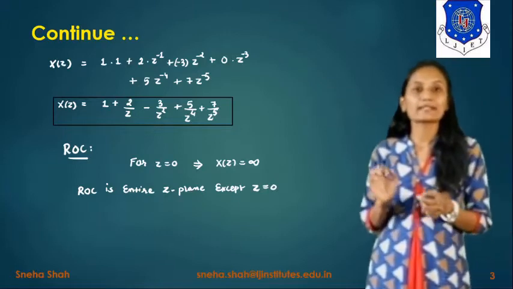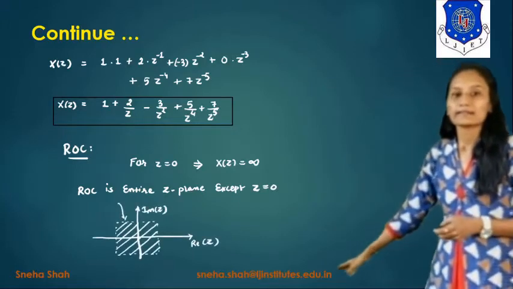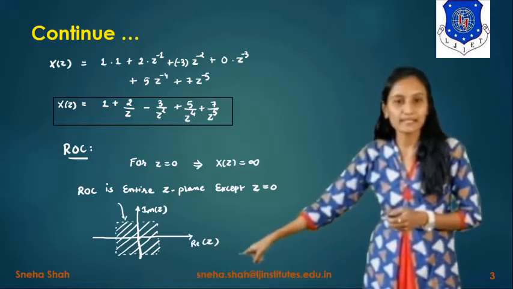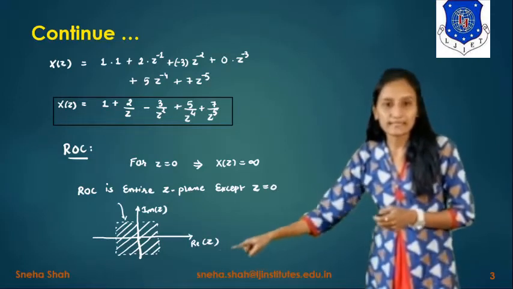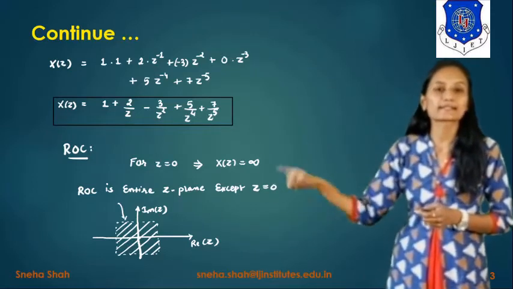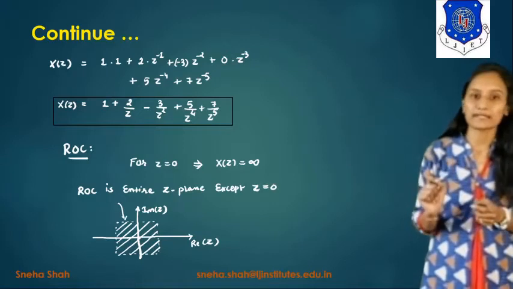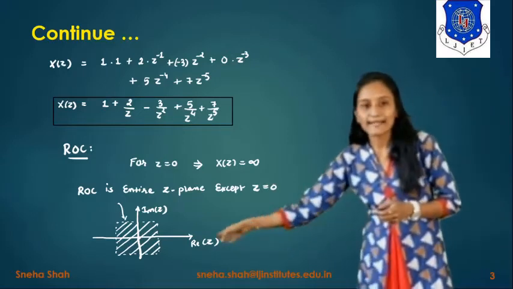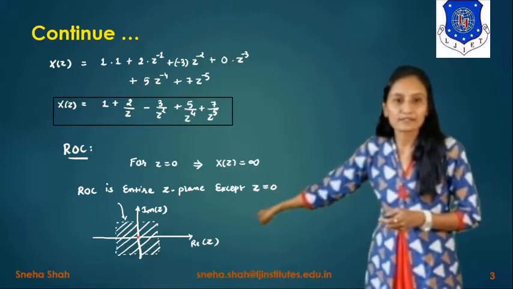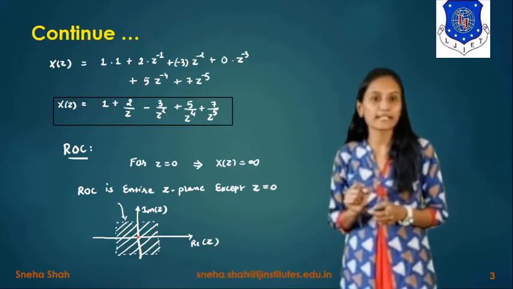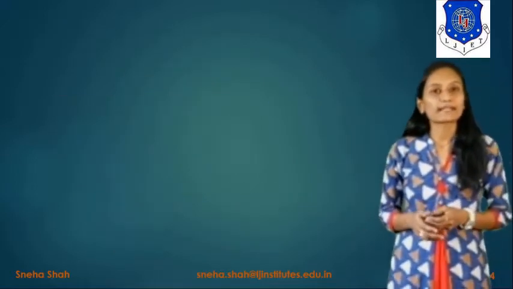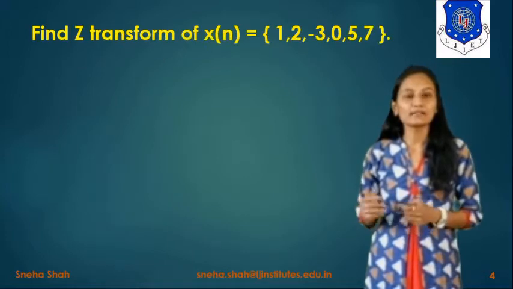So if I draw the ROC for this, it will be drawn on the Z plane. This one is the Z plane. On the x-axis we draw the real part, and on the y-axis we use the imaginary part. Now this shows the entire region of the Z plane, but in this we will not include Z equals 0. So this Z dot will not be included in the ROC of the example. This way we can calculate any example based on this.